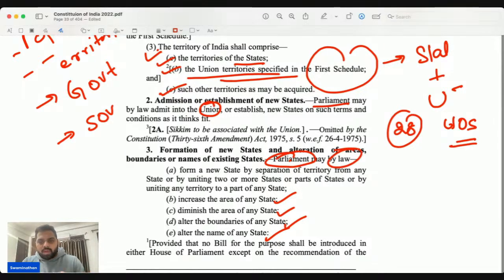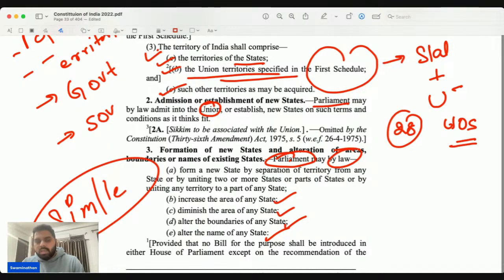So whenever you find "this parliament may by law", law means it is being passed by a simple majority. Law of the parliament is getting passed by simple majority, right? So here is a very tricky thing, that even though certain aspects of the constitution are getting changed here, that is being done only by the simple majority.